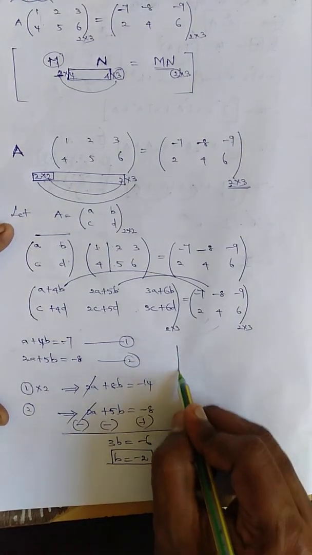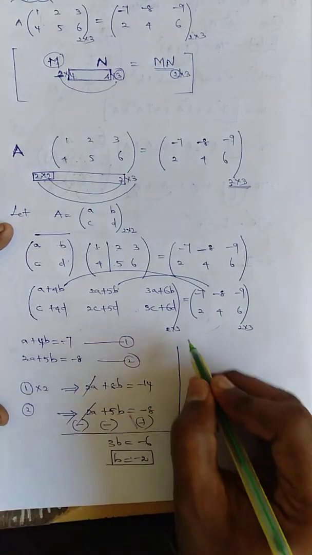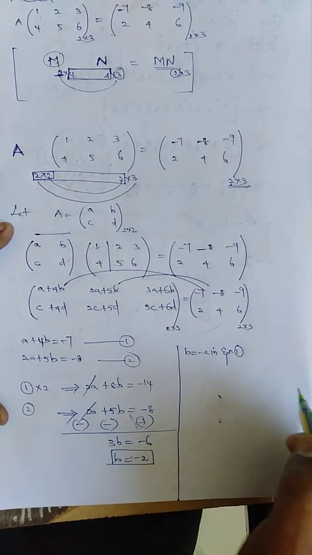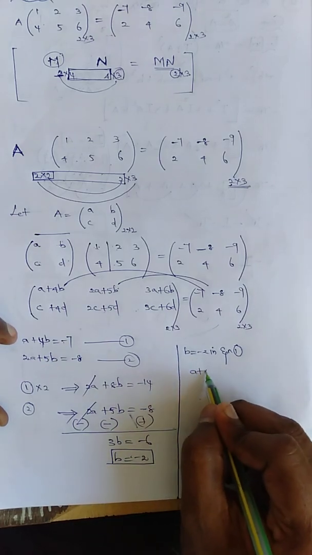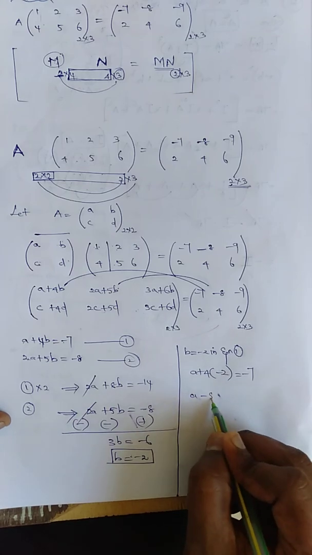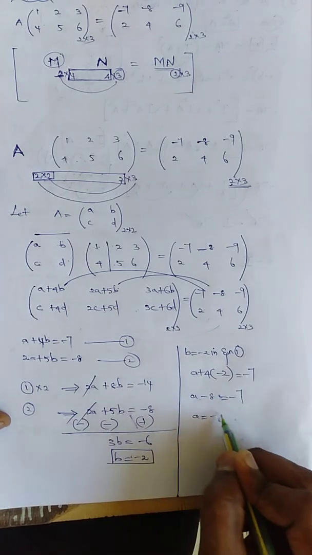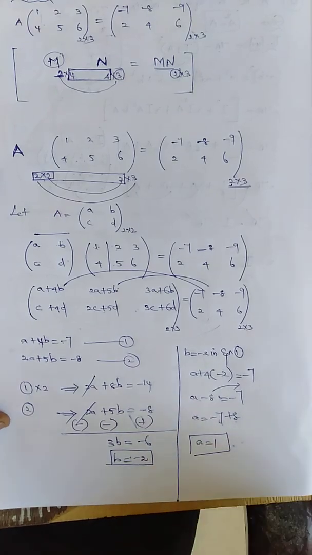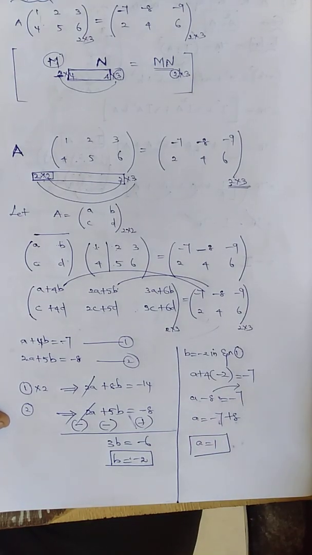Apply b equal to minus 2 in equation 1. So a plus 4 into minus 2 is equal to minus 7. a minus 8 is equal to minus 7. Minus 7 minus 8 becomes plus 8. Therefore a is equal to 1. We got the answer, a is equal to 1.